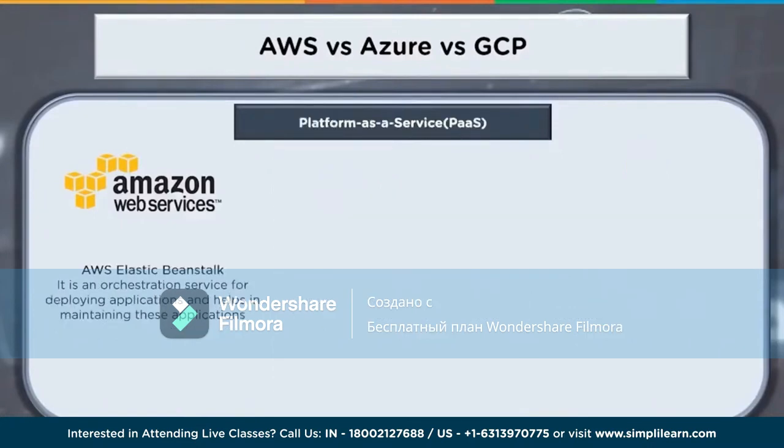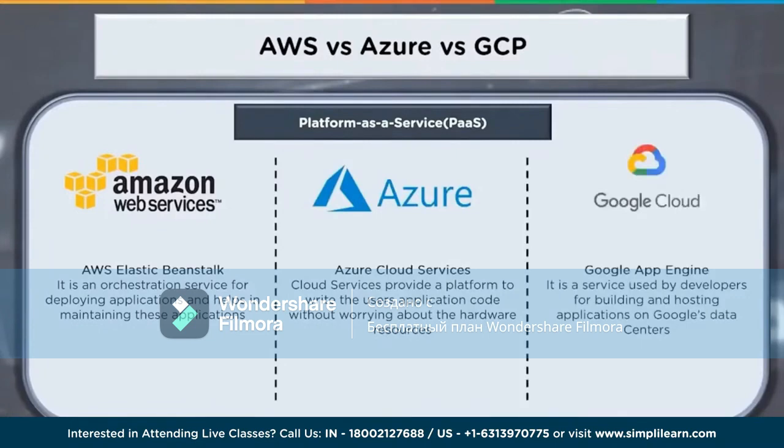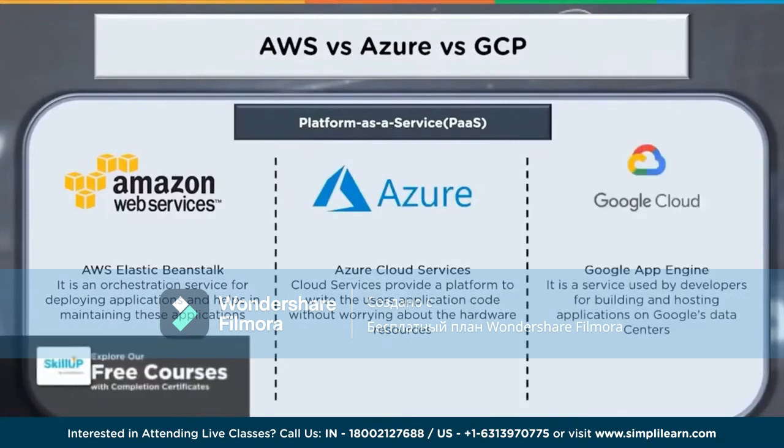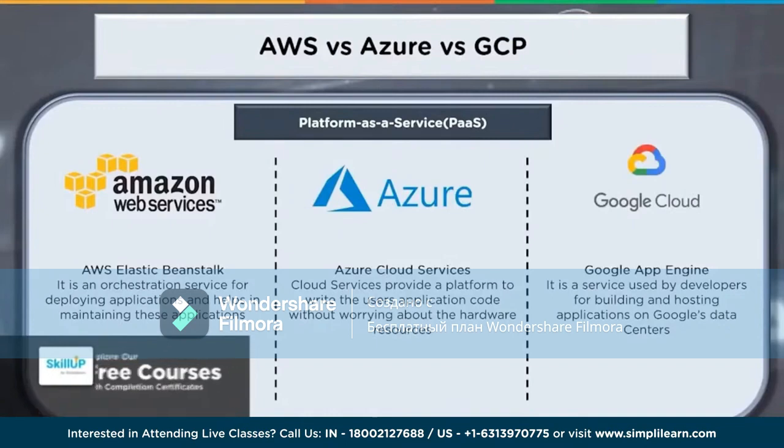When we talk about platform as a service, Amazon has a platform as a service offering, which we call Elastic Beanstalk. Among one of its services, it's an orchestration service for deploying applications and helping in maintaining these applications. Azure Cloud Service provides a platform to write the user application code without worrying about the hardware resources. Google App Engine is a service used by developers for building and hosting applications on Google's data centers.